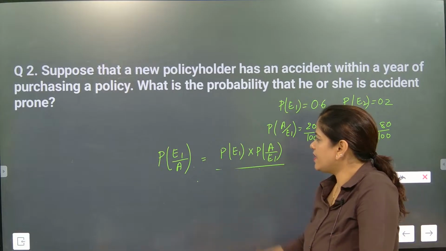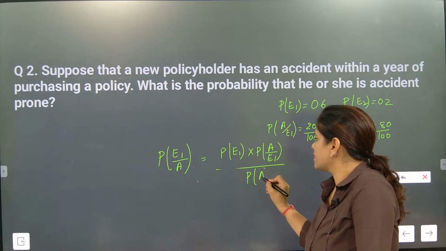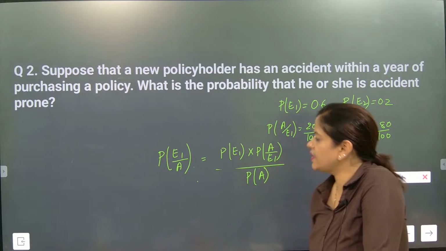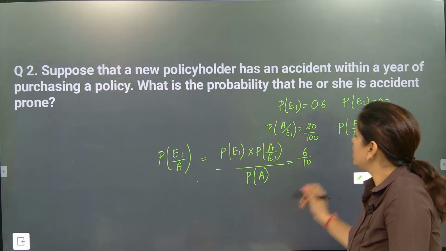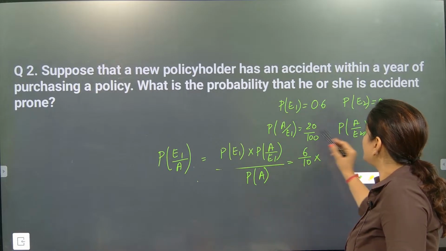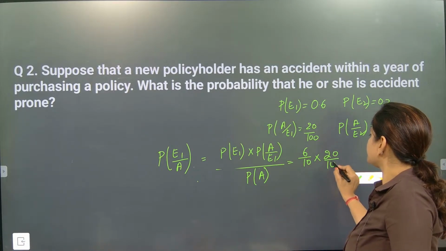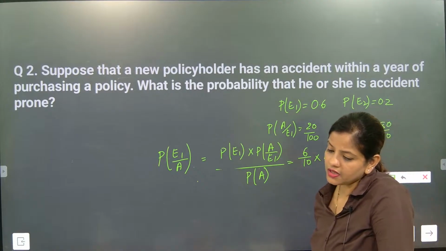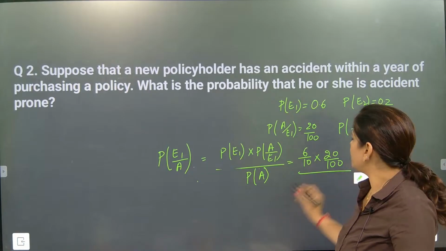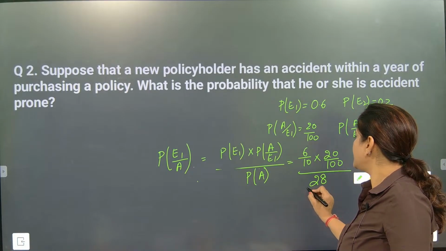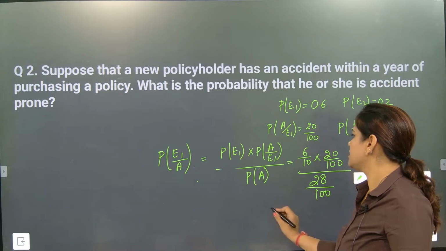So P of A1 given E is equal to this part, we are going to write P of A1. That is P of A, the total part. So here this situation is 6 by 10, and then P of E given A1. So here E given A1 will be what? 20 by 100. And then P of E, just now we got P of E, it was 0.28, 28 by 100. That's it, because this was meeting accident.